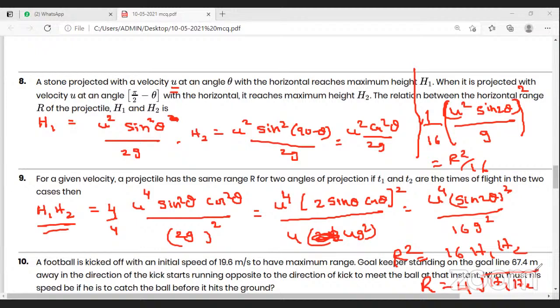That is the answer. Simply we have written the equations for h1 and h2 separately, and these are multiplied to get the value of range. But directly we don't get the equation of range. So to convert it into the equation of range, we just multiply with 4 and divide with 4, and finally we got the equation R equal to 4 root over h1 h2.